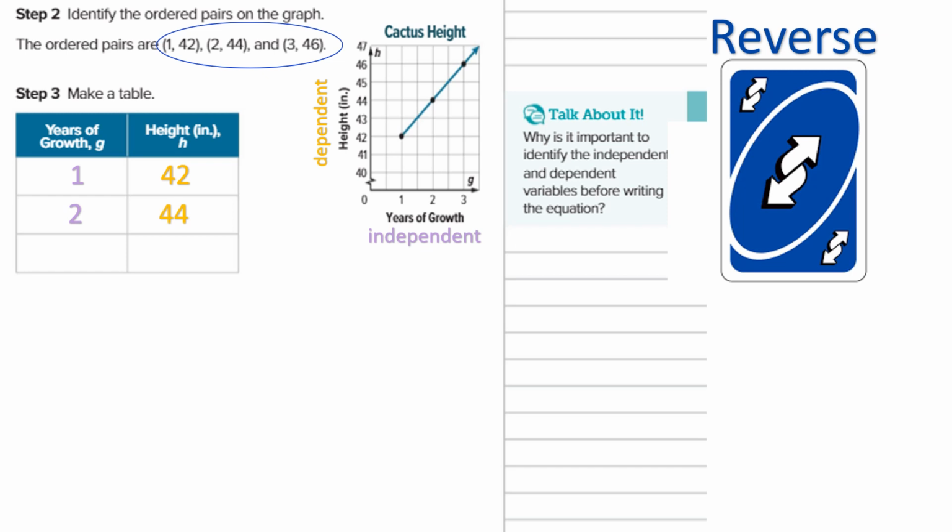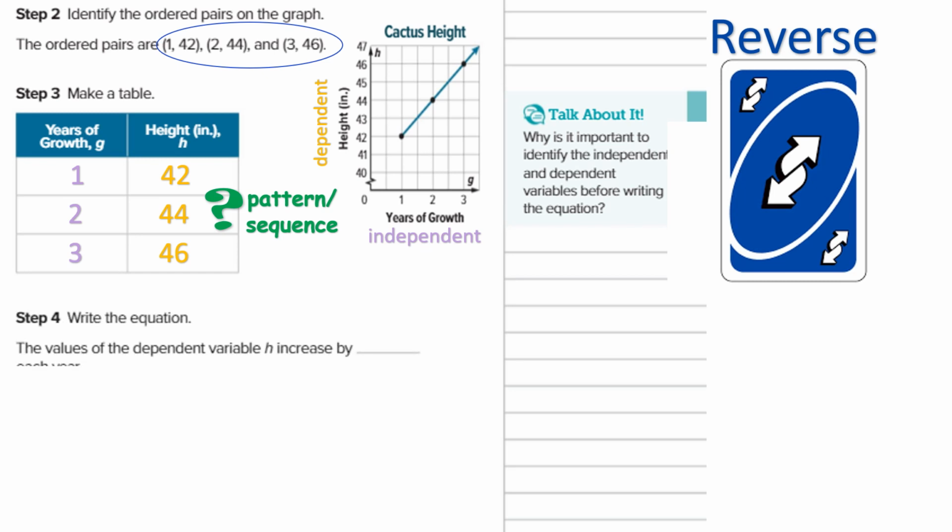When I look at my second one, then I have 2 and it goes up to 44. So that would be 2 for my independent variable and 44 for my dependent variable. And the last one is at 3 and 46. So I know that my independent variable is 3 and my dependent variable, my answer to whatever math I'm doing, is going to be 46. As I look at those, I want to find my pattern, right? I want to find my sequence as we looked at in our previous lesson.